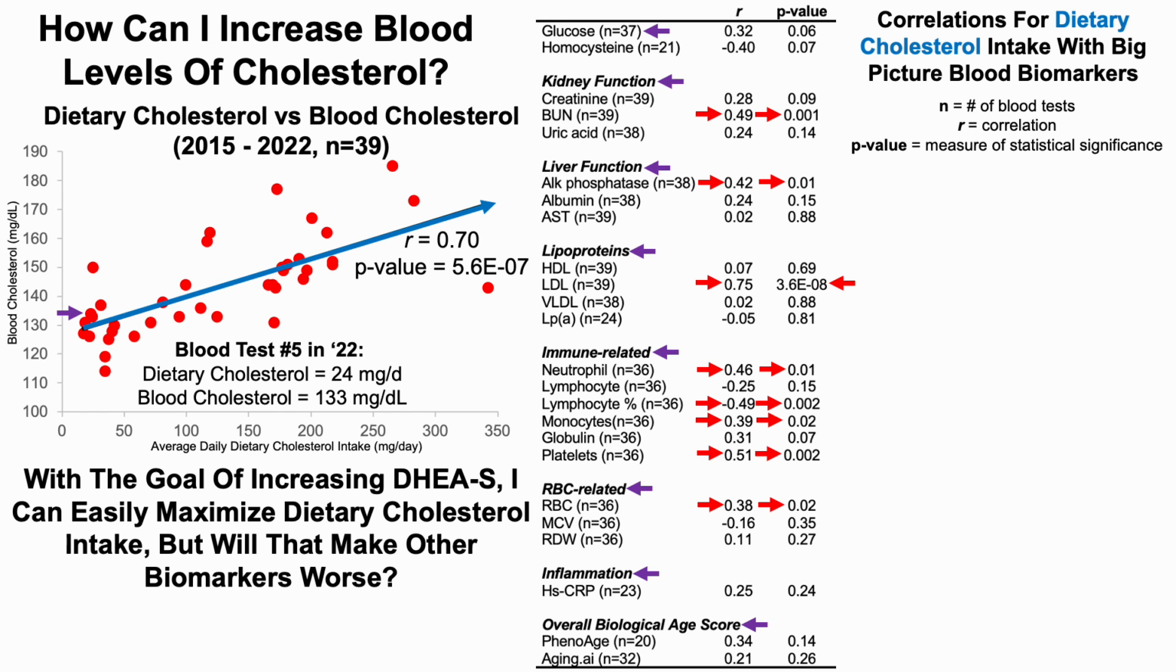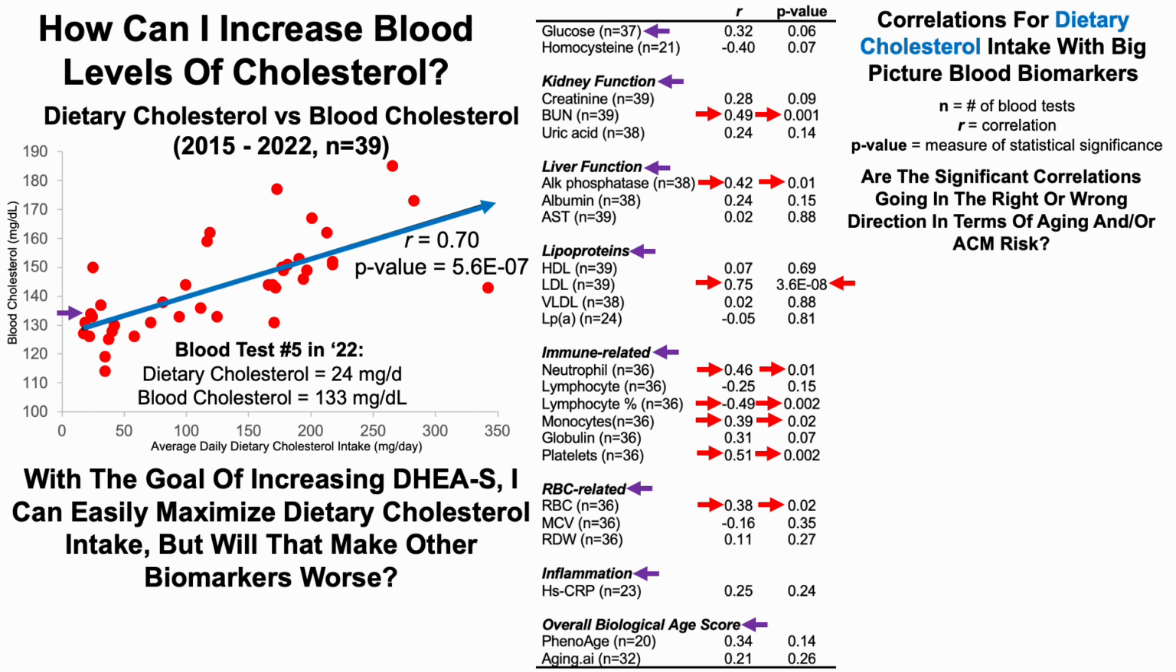And note that once I've got enough data for DHEA sulfate, I'm going to include that on this list as a big picture biomarker. So we'll expand the list by at least 1. Then the next step is to address, are these significant correlations going in the right or wrong direction in terms of aging and or all-cause mortality risk?